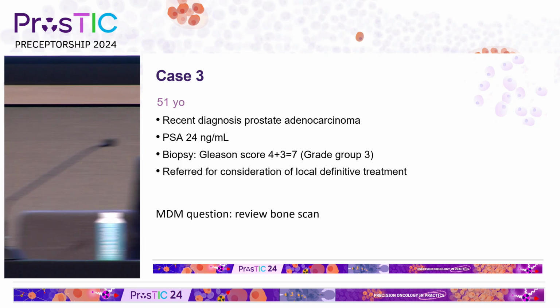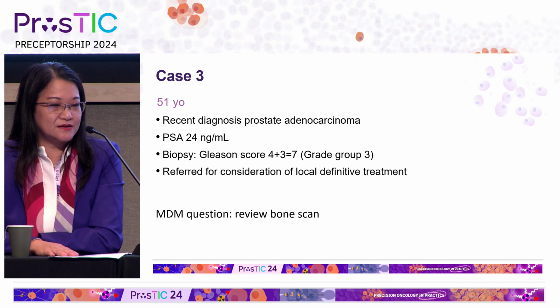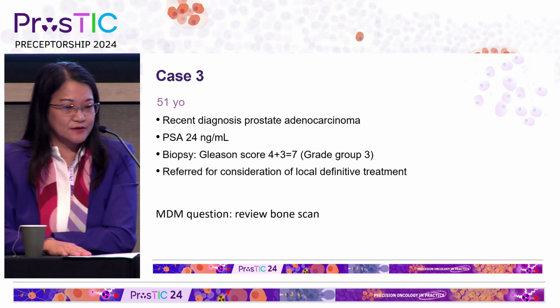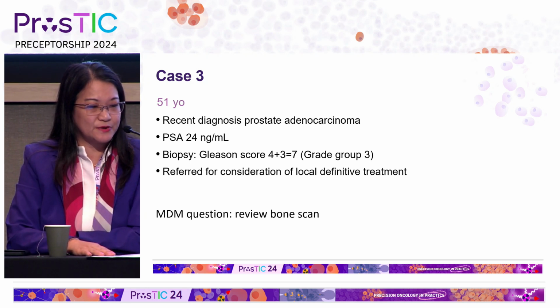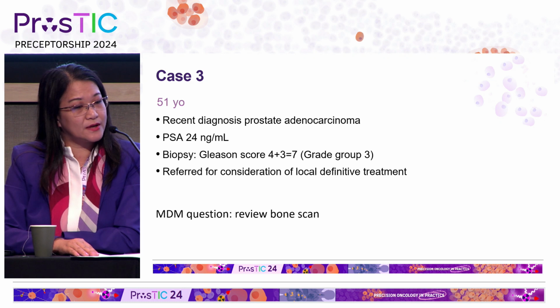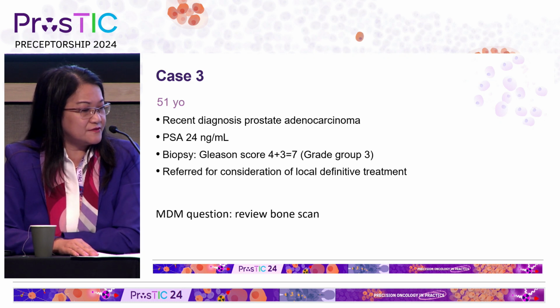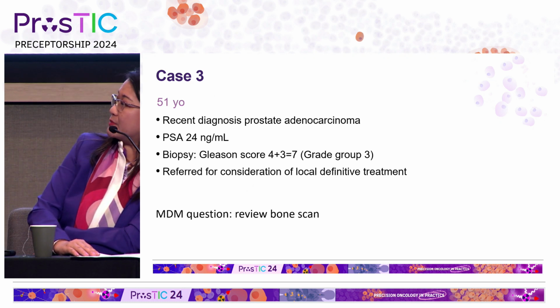Yeah, I think so. Right. Next case, a 51-year-old chap recently diagnosed with a PSA of 24, Gleason score of 4+3 equals 7, grade group 3, and we're now looking at local definitive treatment. Can we have a look at the bone scan first?